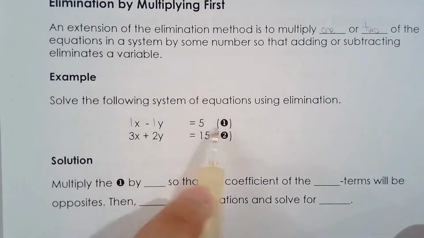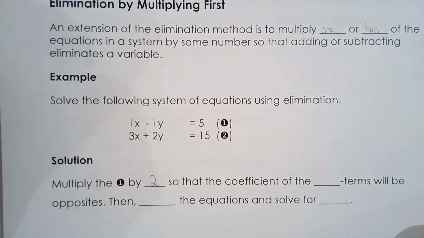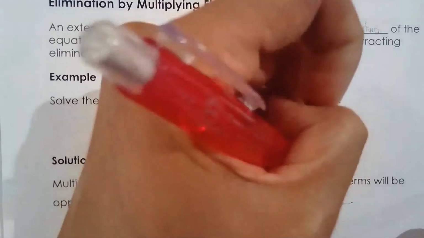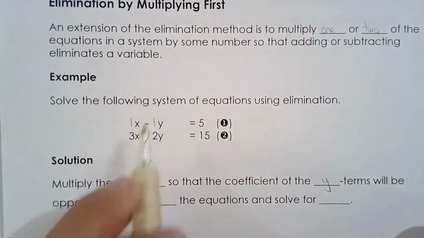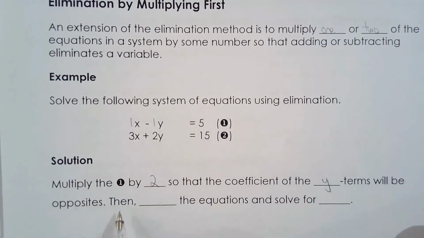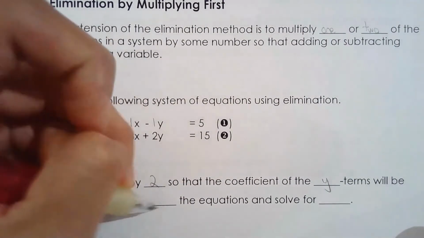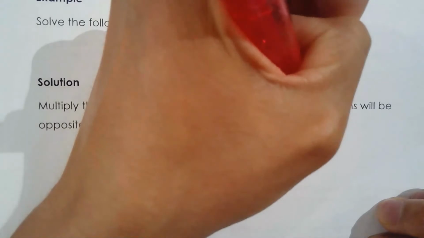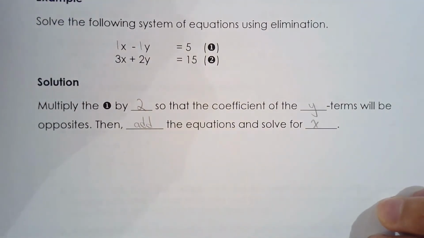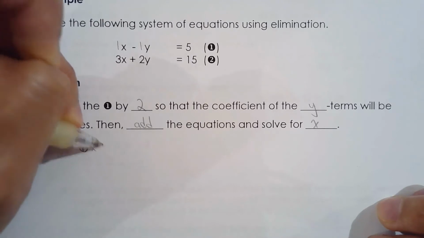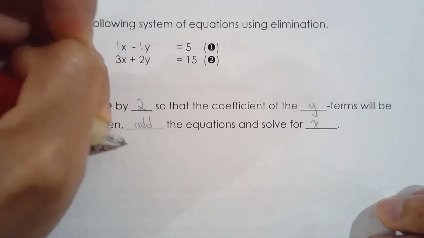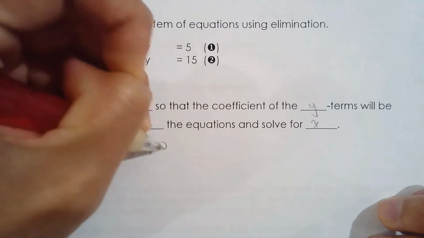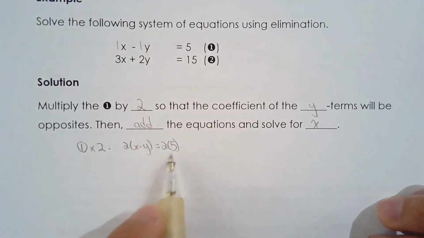So I need to multiply the first equation by 2, because 1 times 2 will be 2. So if you multiply the first equation by 2, the coefficients of the y terms will be opposites, right? Negative 2y and plus 2y. Then, if they're opposites, we're going to add the equations and then solve for x, because y is eliminated. Okay, so I'm going to take equation 1 and multiply by 2. So multiply the left side by 2 and the right side by 2.